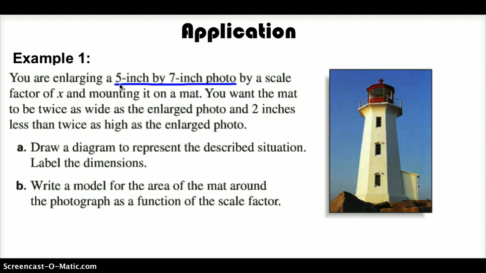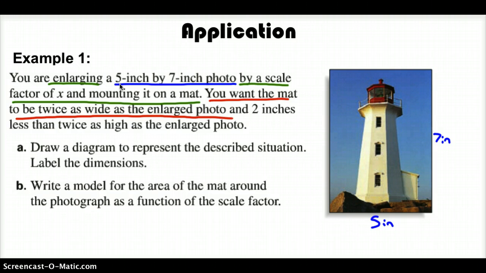Okay. I'm even going to mark this one up a little bit. This is 5 inches. This is 7 inches. That's our original picture. So we're enlarging it by a scale factor of x, and then we're going to mount it on a mat. We want the mat to be a couple things. Twice as wide as the enlarged photo and 2 inches less than twice as high as the enlarged photo.